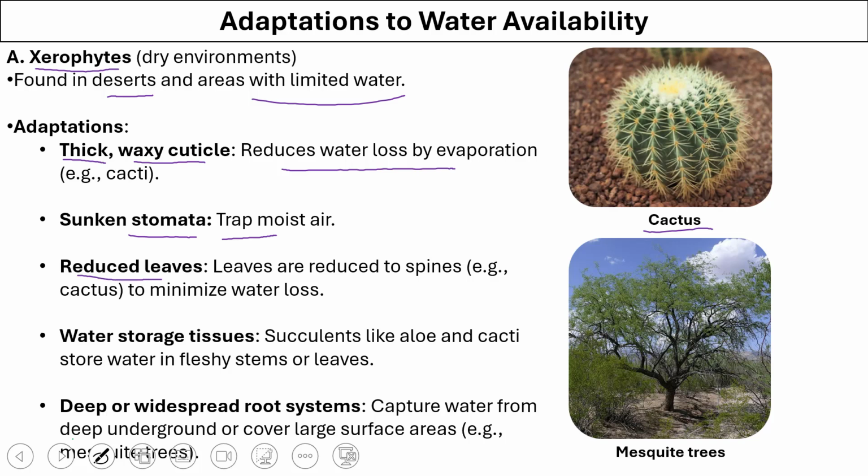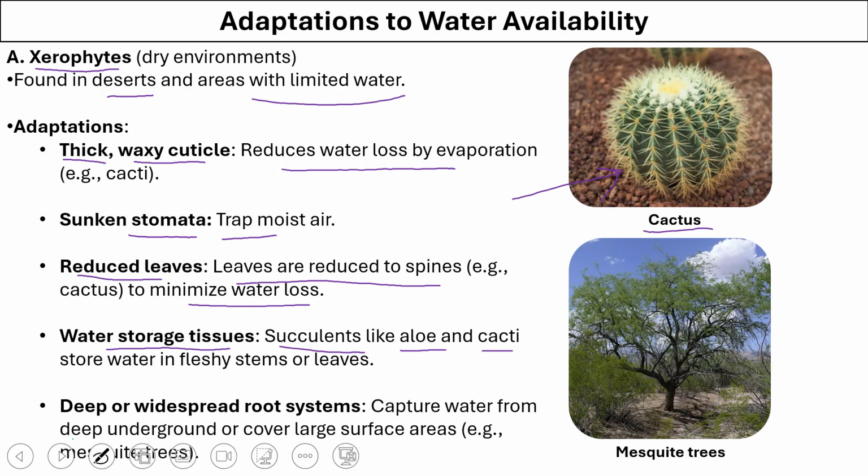Reducing the number of leaves, because on the leaves there is a lot of water loss happening. That's why the size of leaves is reduced to spines. For example, here you can see that the leaves are reduced to spines to reduce the loss of water. Water storage can occur, for example, in some succulent plants like aloe and cacti, because this water can be utilized for other life processes by plants.